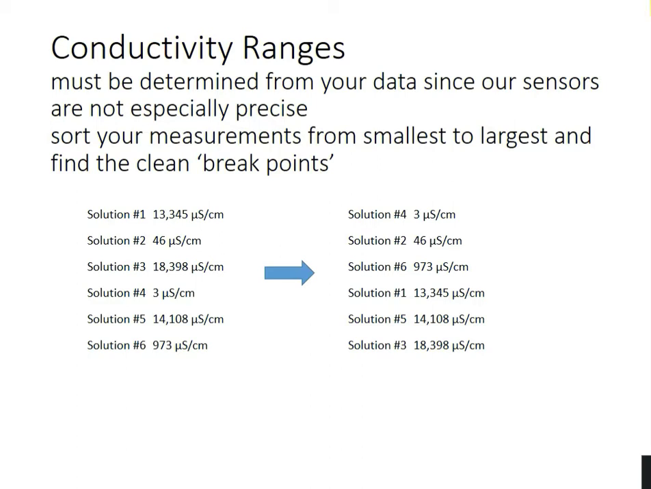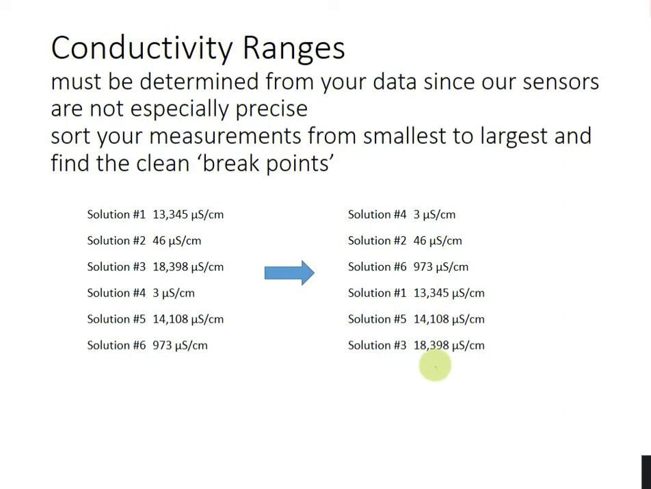So what we're going to do is look at the data and determine the ranges from our data. Notice I made a bunch of measurements, solutions 1 through 6, and I had a variety of different conductivity measurements: 13,000, 46, 18,000, 3, 14,000, and almost 1,000, 973. So the first thing I want to do is sort these from the lowest to the highest. So 3 was my lowest one, I'll put that at the top. Then solution 2 was 46, so I've sorted them in order.